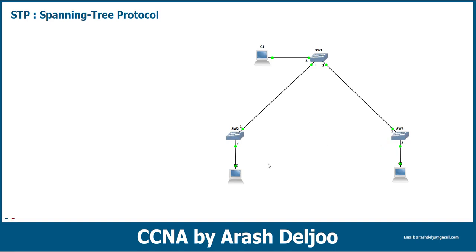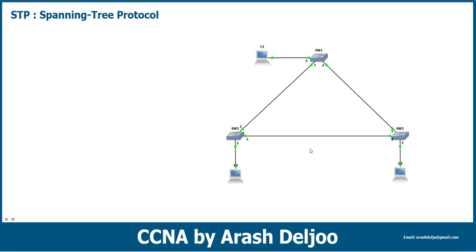If you don't have this link, when for example the link between switch 1 and switch 2 fails, this means that we don't have connectivity between computer 2 and computer 3 and computer 1. Or if the link between switch 1 and switch 3 fails, this means that we don't have connectivity between computer 3, computer 2 and computer 1. Because of that, it's a good practice and useful to have one link between switch 2 and switch 3 for redundancy.